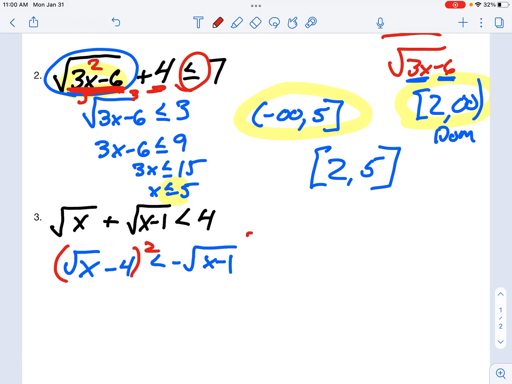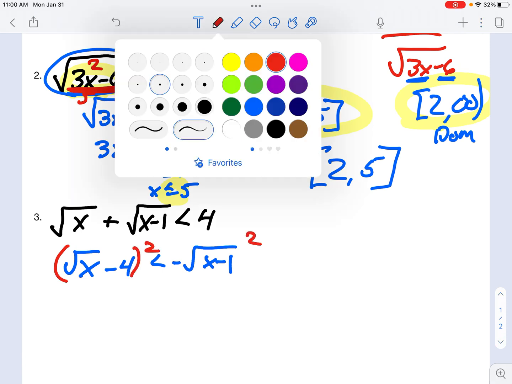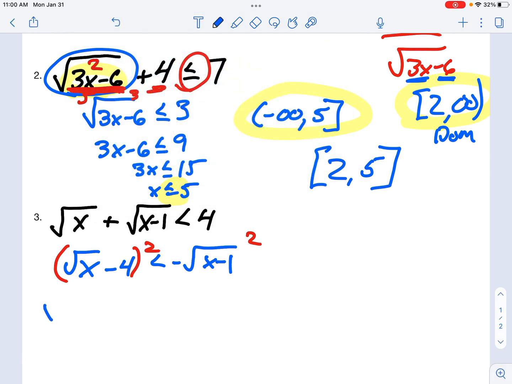I have to make sure that I'm careful whenever I'm squaring here, because whenever I square the left side, that's going to result in x minus 8 square root of x plus 16. So again, remember that I am not allowed to distribute the 2, and I'll end up getting two terms of negative 4 times square root of x. That's where the negative 8 comes from. So a couple little things to watch out for there when you're multiplying, or in other words, when you're squaring. And then on the right side, that's going to result in just an x minus 1.